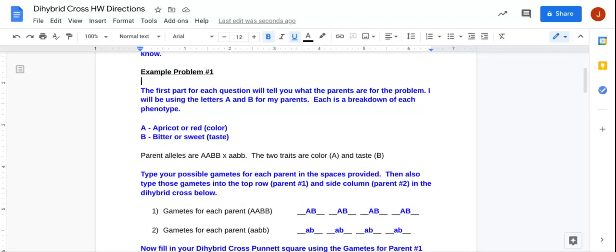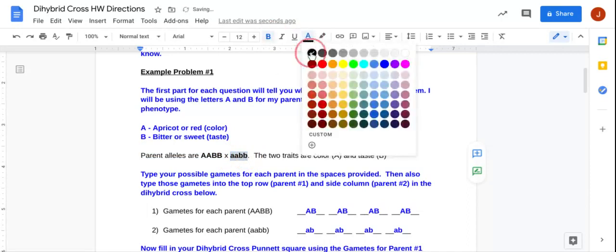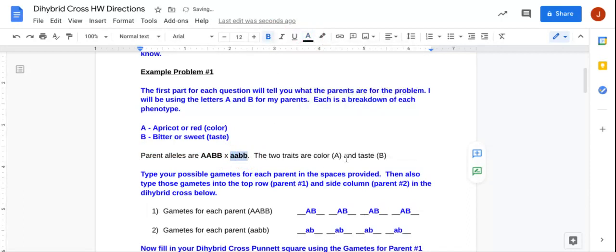So the black is what you'll see for your problem. So parent alleles are A, A, B, B, both homodominant, and then homorecessive for both traits. And then for each problem, next to that, you're going to see what the 2 traits are. In this case, we have fruit color and taste. I'm going to add fruit, A and B.